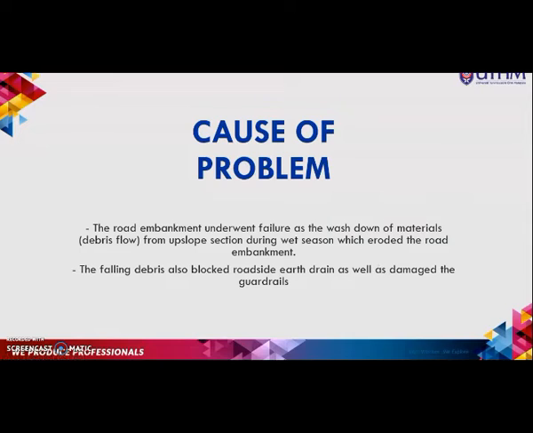Cause of the problem: the road embankment underwent failure as the wash down of materials such as dirt flowed from the upslope section during the wet season, which eroded the road embankment. Fallen debris also blocked the roadside earth drain as well as damaged the guardrails. When this happens, the road will be closed for a while, and all the maintenance and clearing must be done. So it takes a lot of money, takes a lot of time, and can cause congestion along the road.